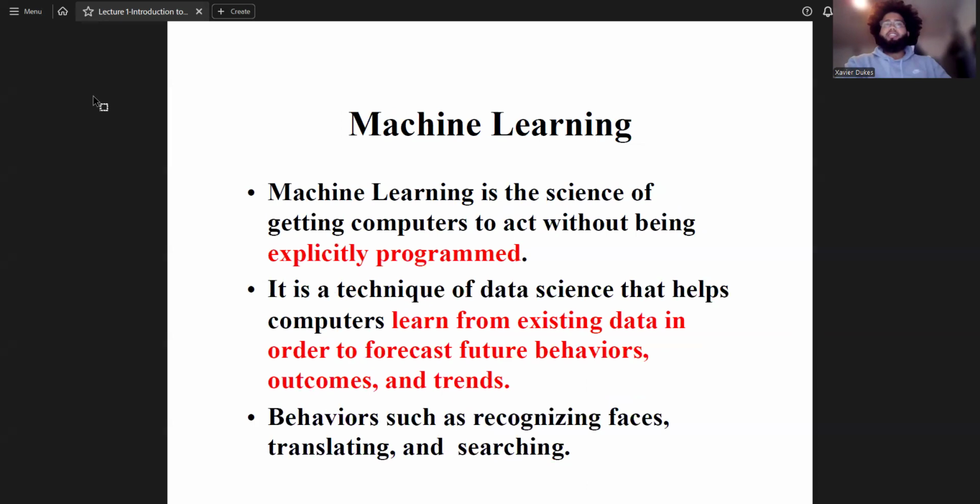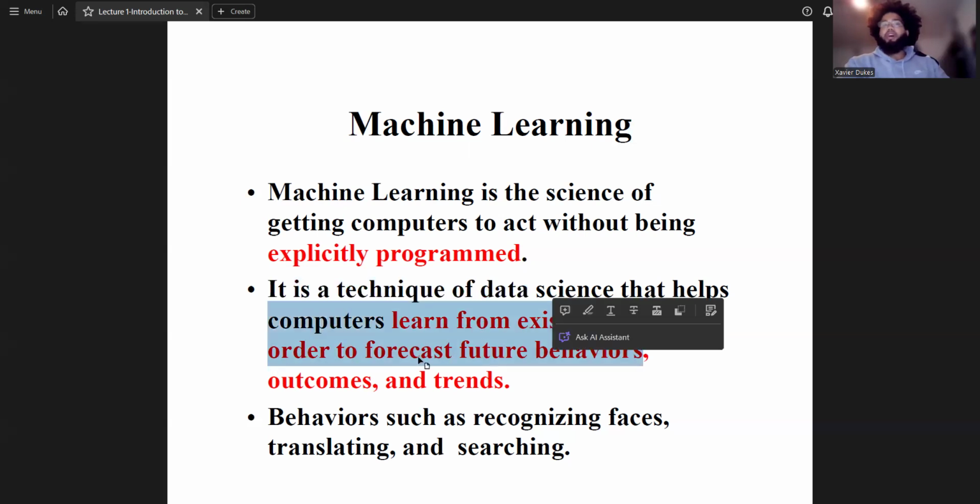A little bit more about the specific example of machine learning. It's a science of where we get computers to act without being explicitly programmed. We don't set and hard code rules. We give computers pixel values or tokens of words and parts of sentences, and it determines the correlation between various words or between pixels, and it can generate new data or infer things based off of its previous knowledge. It's a technique of data science to help computers learn from existing data and allows for forecasts.